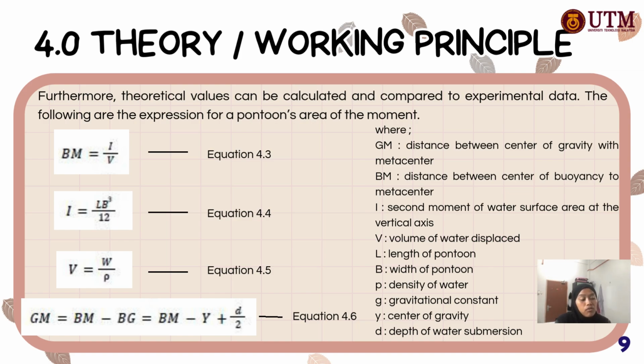We also have equation 4.5, which we can use to calculate the volume of water displaced: V equals W over rho. W is the weight of the whole pontoon body, and rho is the density of water, which is the liquid that we use in this experiment. And lastly, we have equation 4.6, GM equals BM minus BG, which also equals BM minus Y plus B over 2. Y indicates the center of gravity, and B is the depth of water submersion in this experiment. So that's all for the theory and working principle.